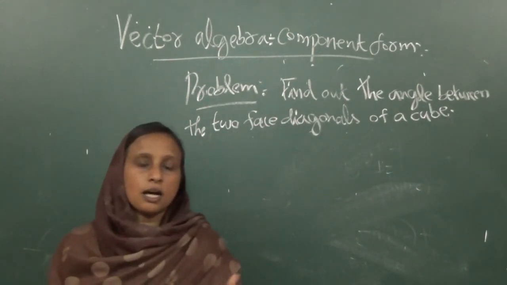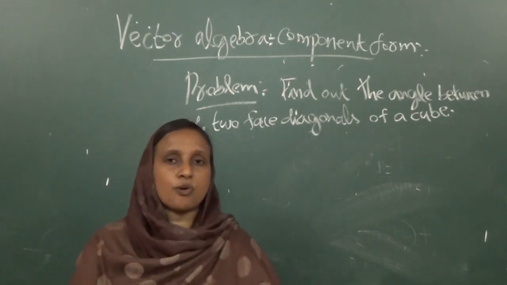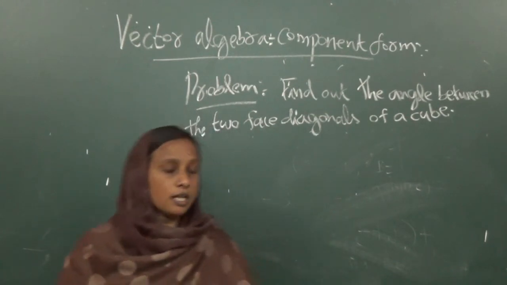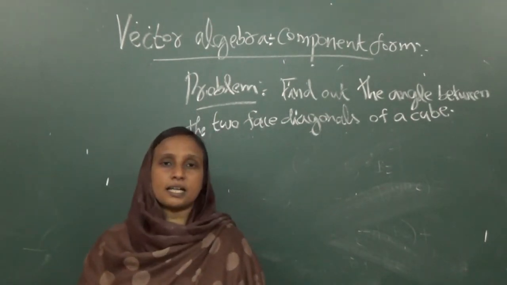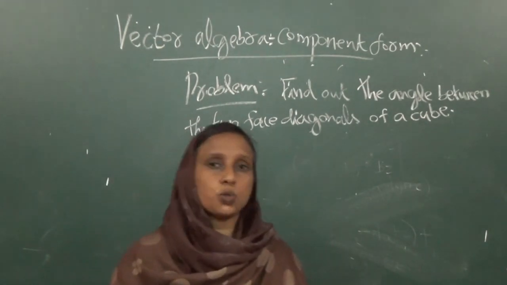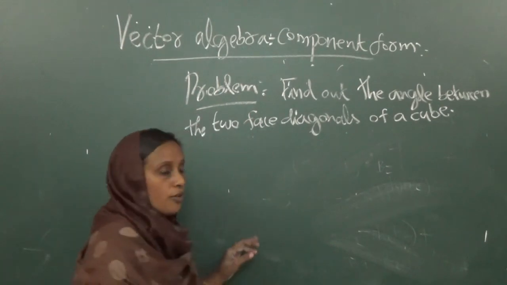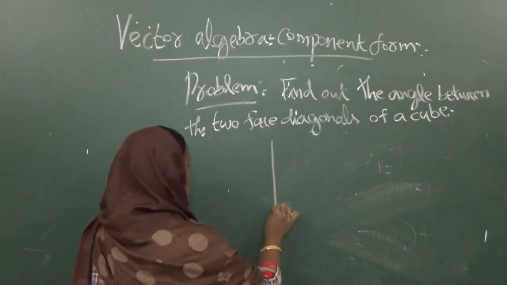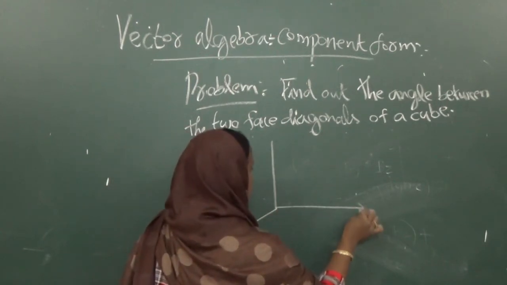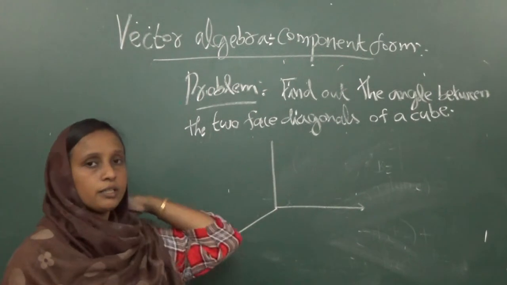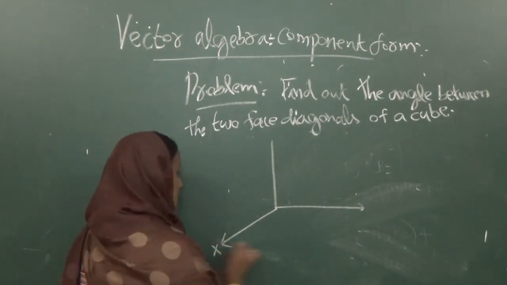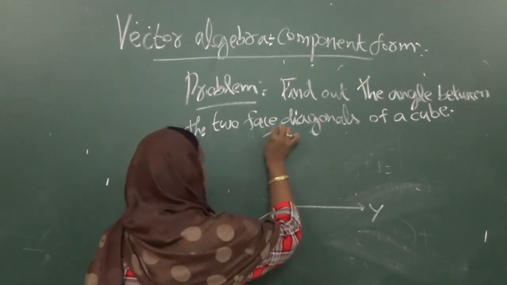We can use our already learned abstract form and component form of the dot product to find out the angle between the face diagonals of a cube. For that, first we can draw a cube. First of all, we can draw a Cartesian coordinate system. This is our x-axis, this is y, this is z.